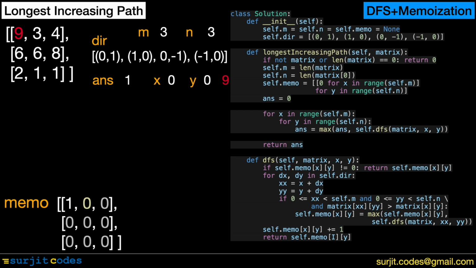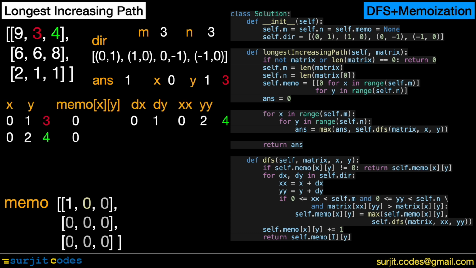Ans becomes 1 in the main function. In the next iteration, memo 01 is also 0. Its right cell starts a new DFS call, whose lower cell starts yet another DFS call. Memo 12 is increased by 1 and is returned to the previous call where it is stored in memo 02.